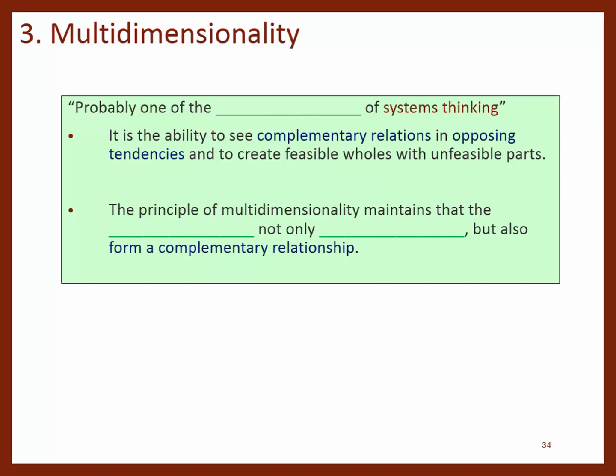This is a good one: multidimensionality. This is probably one of the most potent principles of systems thinking. It is the ability to see complementary relations in opposing tendencies and to create feasible wholes with unfeasible parts. The principle of multidimensionality maintains that opposing tendencies not only coexist and interact, but also form a complementary relationship. And I'm going to show you an example.